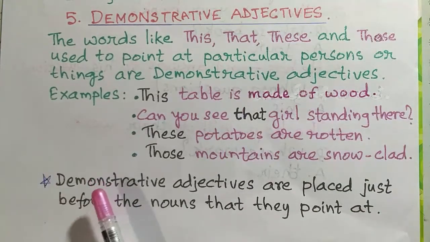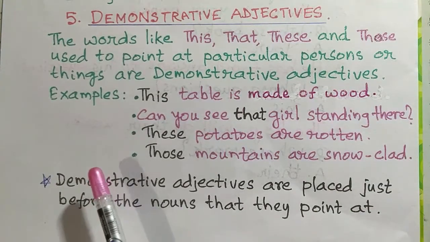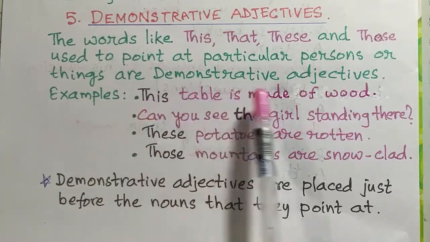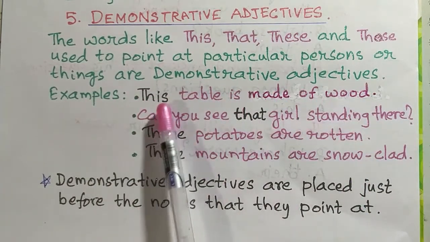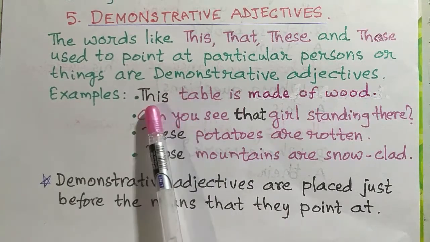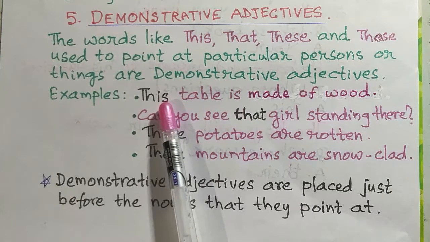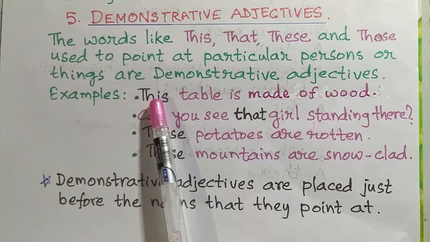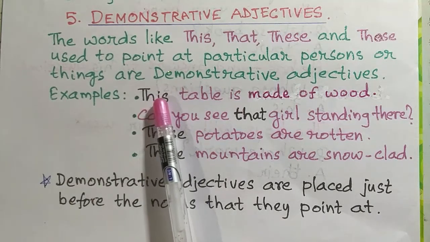Now let us see how they are used in sentences. Number 1, this table is made of wood. You see, here we are pointing at a particular table and it is used just before the noun table, therefore it is playing the role of an adjective, therefore it is demonstrative adjective. So this here is the adjective of demonstration.